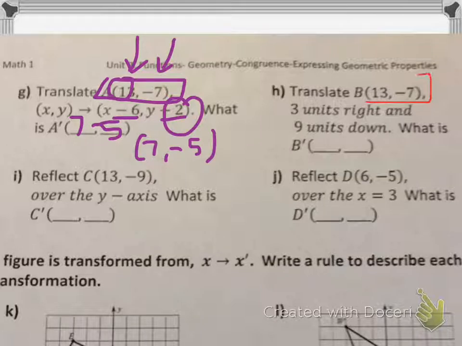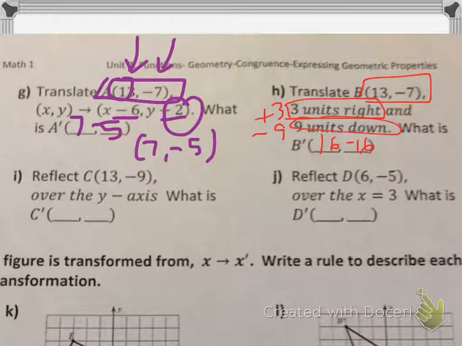Okay, the ordered pair starts out 13, negative 7. I want to go 3 right, which is adding 3 to my x values, and 9 down, which is subtracting 9 from my y values. So 13 plus 3 is 16. Negative 7 minus 9 is negative 16. So my new ordered pair is going to be 16, negative 16.